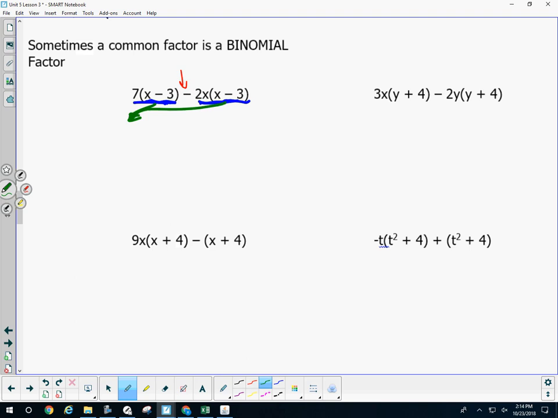Instead, what you can see is that they both share an x minus 3. So an x minus 3 can be pulled out of both of those blue terms, leaving you left over a 7 and a minus 2x. Okay? Do the next three.